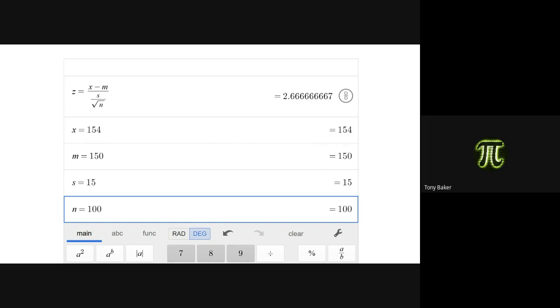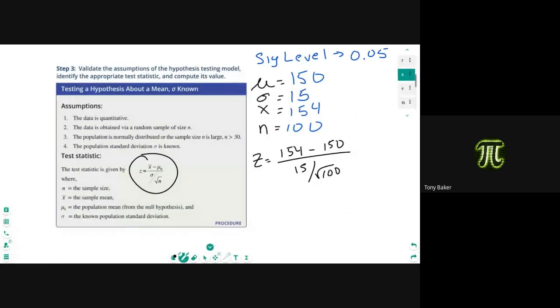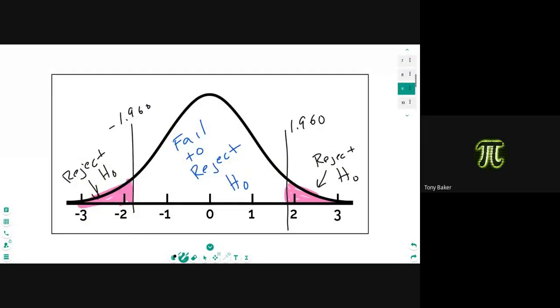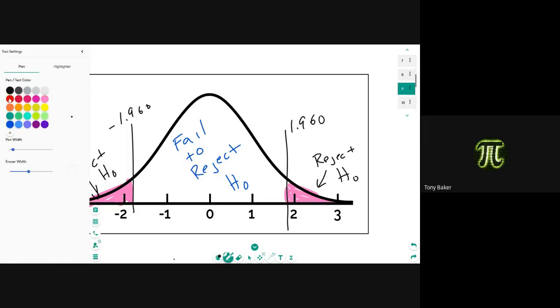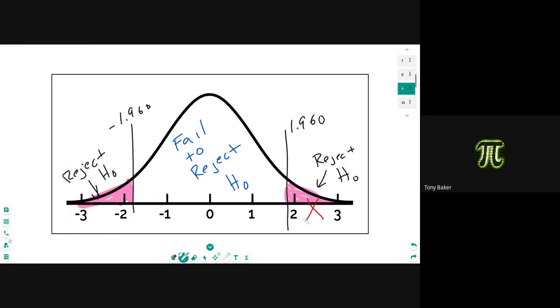Okay? Last step. Where is 2.67 on this graph? Somewhere over here, right? That's 2.67. That's where the 2.67 is. Where is it on my graph? Reject.